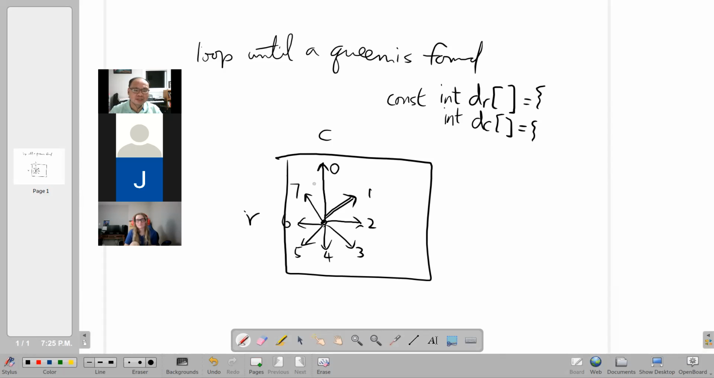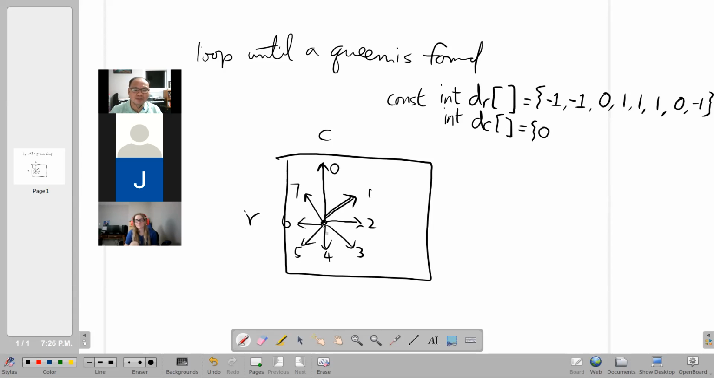0 to 7. And I say, okay, for direction 0, every time I move, row gets decreased by 1. Same thing with direction 1. Direction 2, row doesn't change. 3, 4, and 5, the row increases by 1, 0, and minus 1. So if I look at whatever direction it is, how does the row index change every time I move? Similarly, I can ask how the column index changes for every direction.